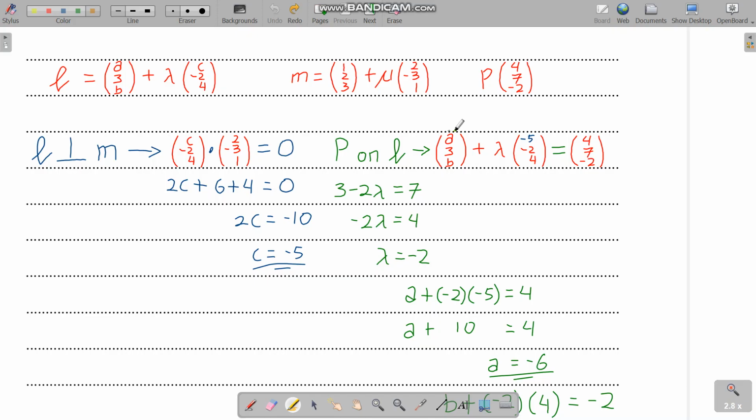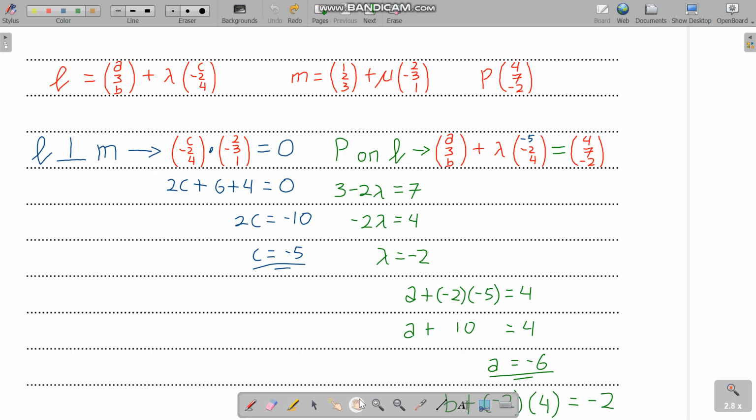Now if we use the first component, we're going to have two unknowns, two variables a and lambda. Same thing with the third component here, b and lambda. But if we use the second, the y component, we have only one unknown. So that's what we should do first. 3 plus minus 2 times lambda, so 3 minus 2 lambda equals 7, and we can solve. Minus 2 lambda equals 4, lambda equals minus 2.